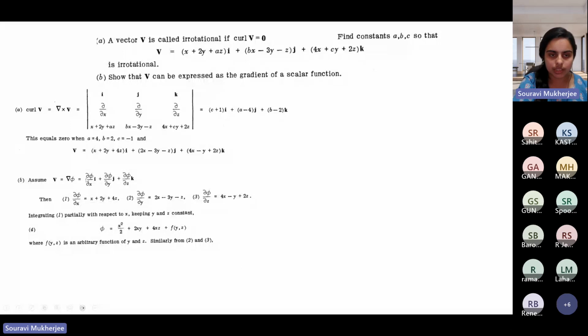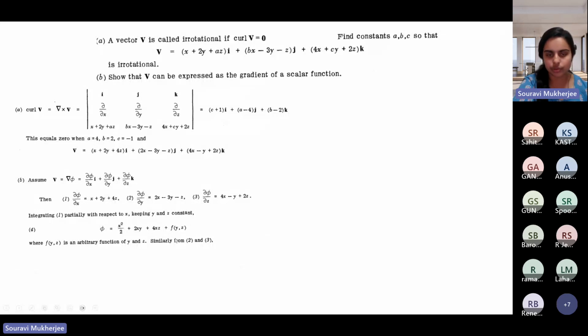Okay. So now if you compare these components with the components that you have just defined, this is what you get. So del phi del x is equal to x plus 2y plus 4z. Again, del phi del y, that is the jth component, is given as 2x minus 3y plus z. And this is the kth component, right? So now you have 3 equations and 3 unknowns. So what you can do is integrate the first one partially with respect to x, and this is something that you get, right?